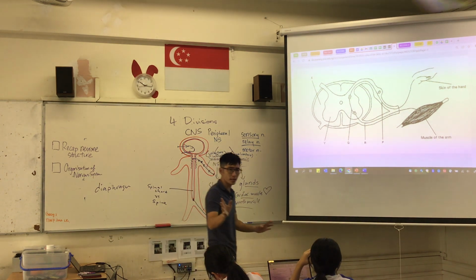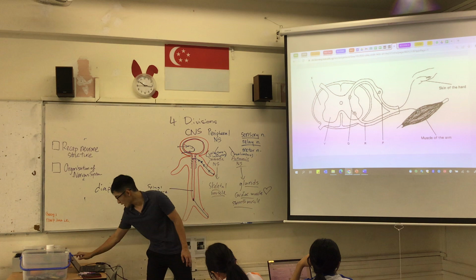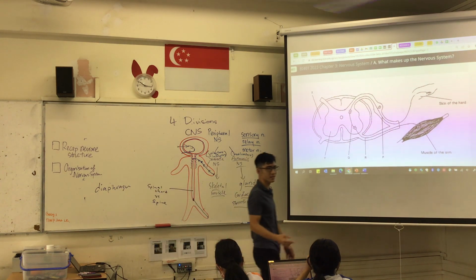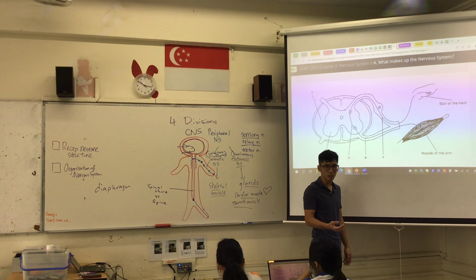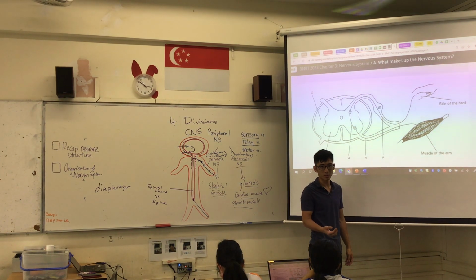Okay, there are really only 2 ways it can flow, right? It can either flow from your muscle to your skin, or your skin to your muscle. I think it's a bit weird if it flows from your muscle to your skin.